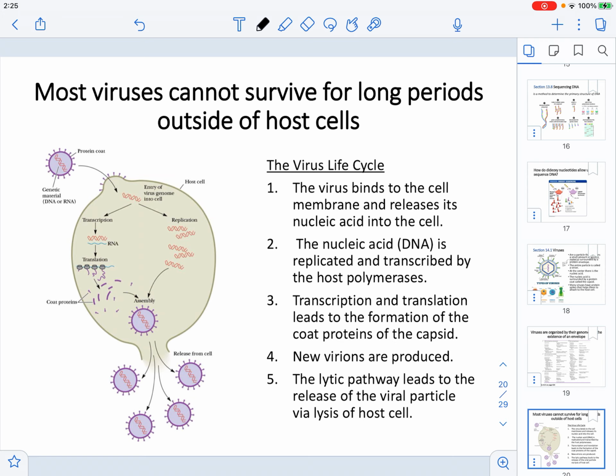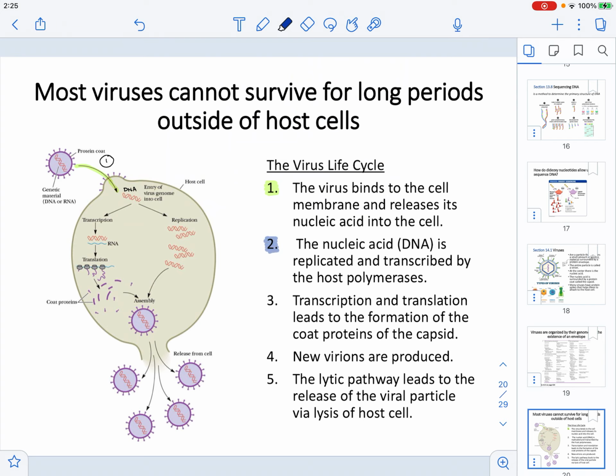These are the different steps for a virus life cycle. First, the virus is going to bind the cell. I'm going to highlight the steps as we go. So step number 1, we have the virus binding to the cell and it is going to release its nucleic acid into the cell. Understand that in the illustration that I have here specifically, this is going to be a DNA containing virus.